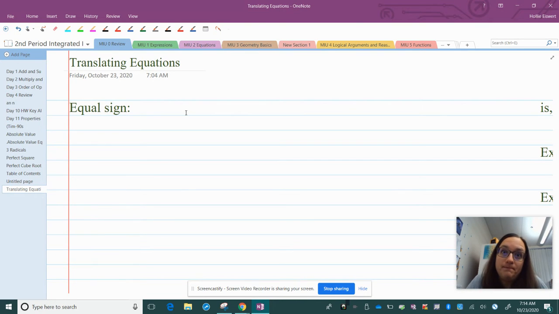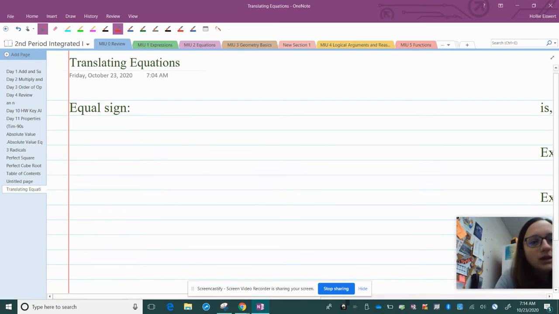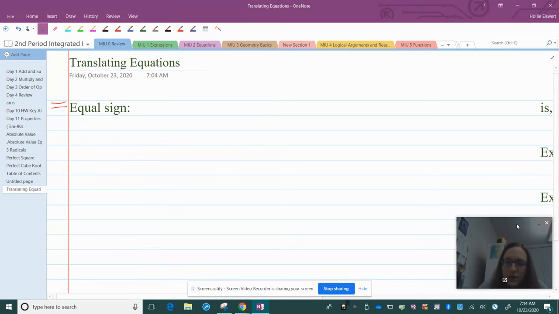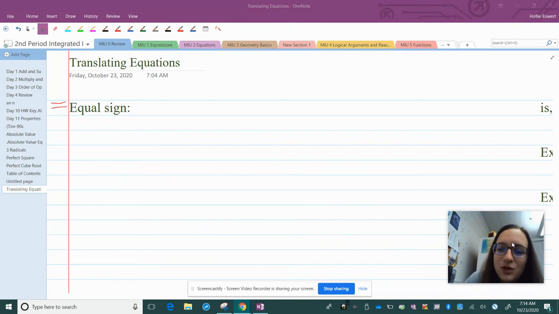Our new symbol is an equal sign. Equations have equal signs. How do they look? Oh, they look like this. Here, let's draw one. Oh, that's a little sideways though. That's better. Right there. So that is our equal sign right there.